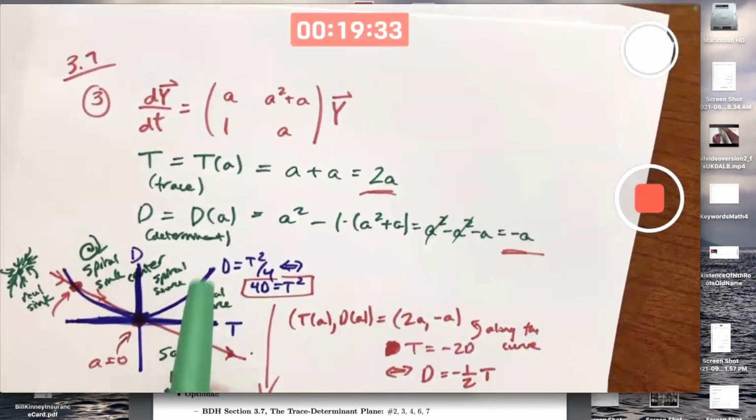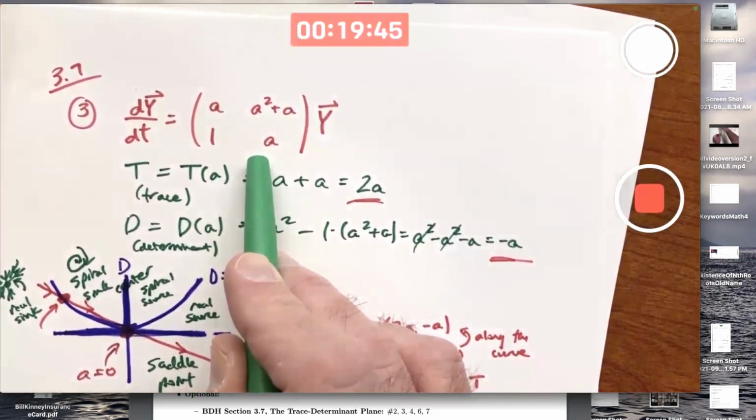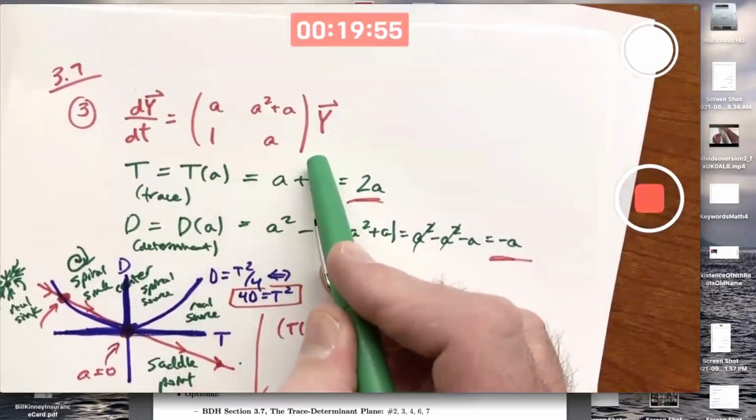If D is 0, if the determinant of this matrix is 0, it's not invertible. As a linear transformation, its kernel would contain more than just the 0 vector. And actually, the kernel as a linear transformation would be the same as the equilibrium points, right? Because the equilibrium points are where this equals 0.